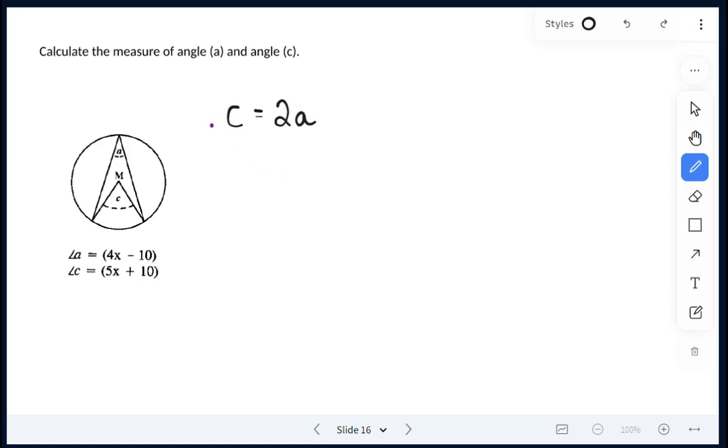I've just left out the angle symbol to make it cleaner looking. So now all we have to do is substitute. We know angle C is equal to 5x plus 10, so that's what we're going to substitute for C. So 5x plus 10 is equal to 2 times A, and A is equal to 4x minus 10.